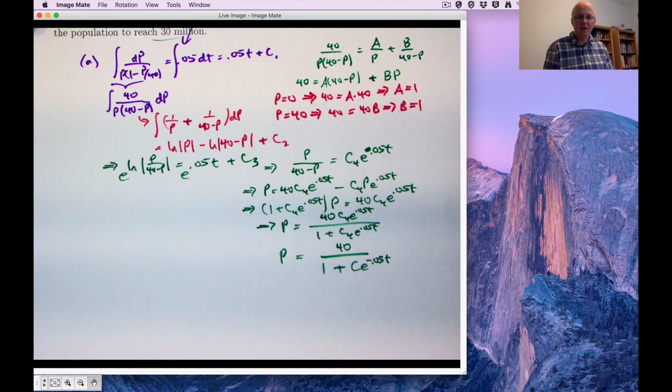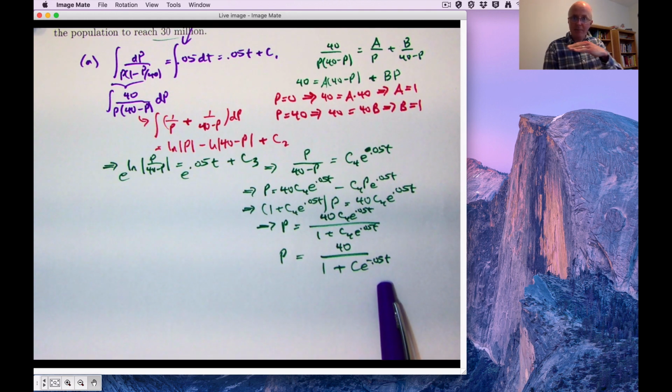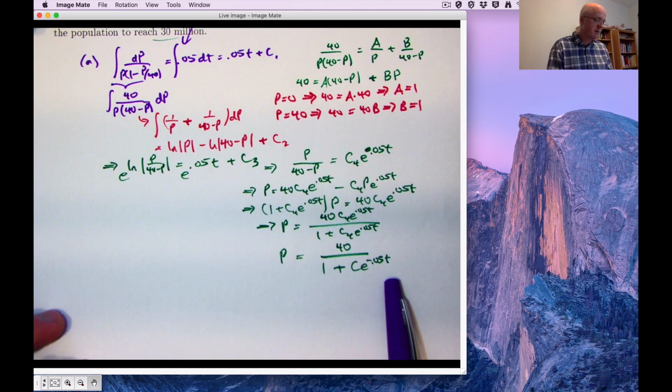But we also want to solve the initial value problem. And so we need the initial condition. By the way, this is not necessarily completely ideal because it doesn't quite give you all solutions. In particular, it is missing a solution at p equals 0, the constant function p equals 0.